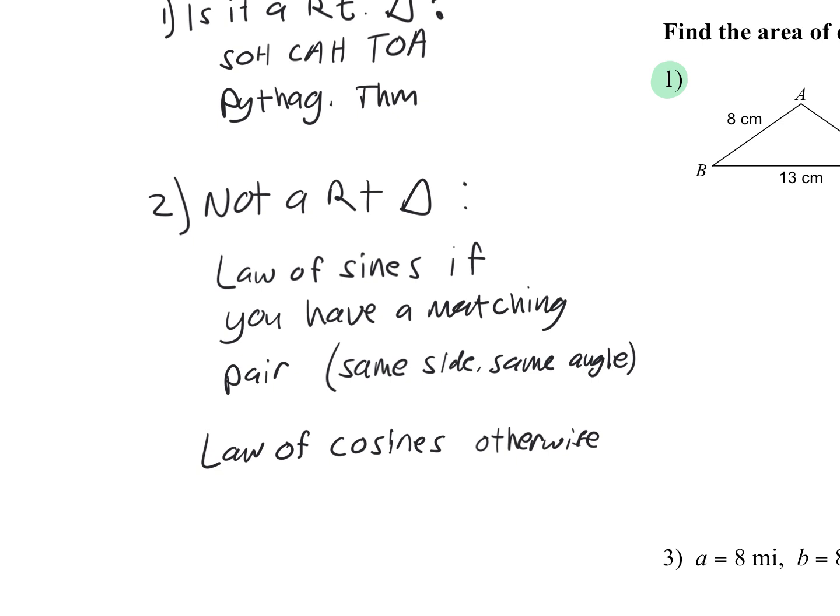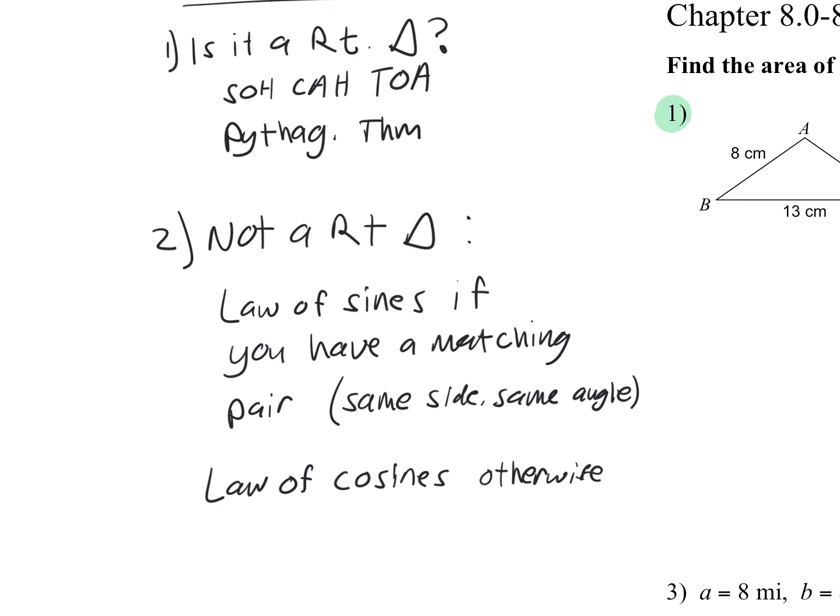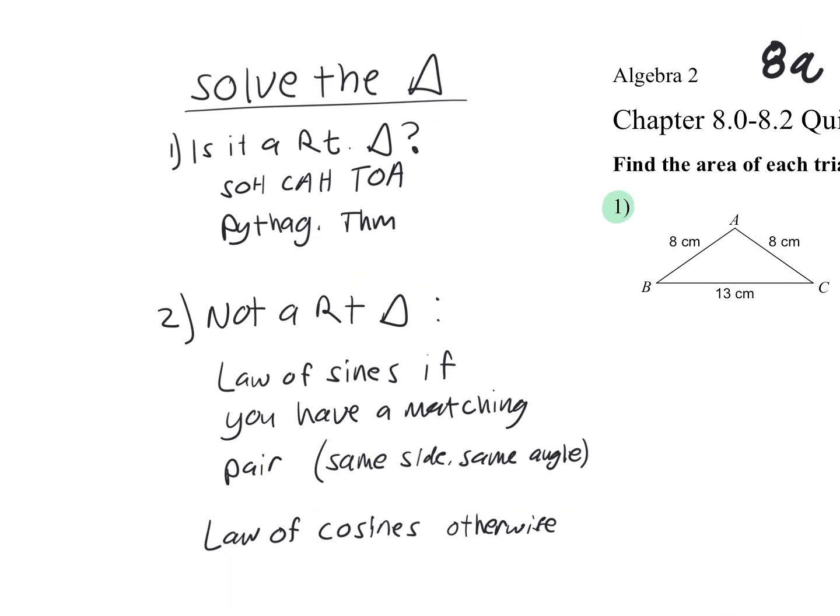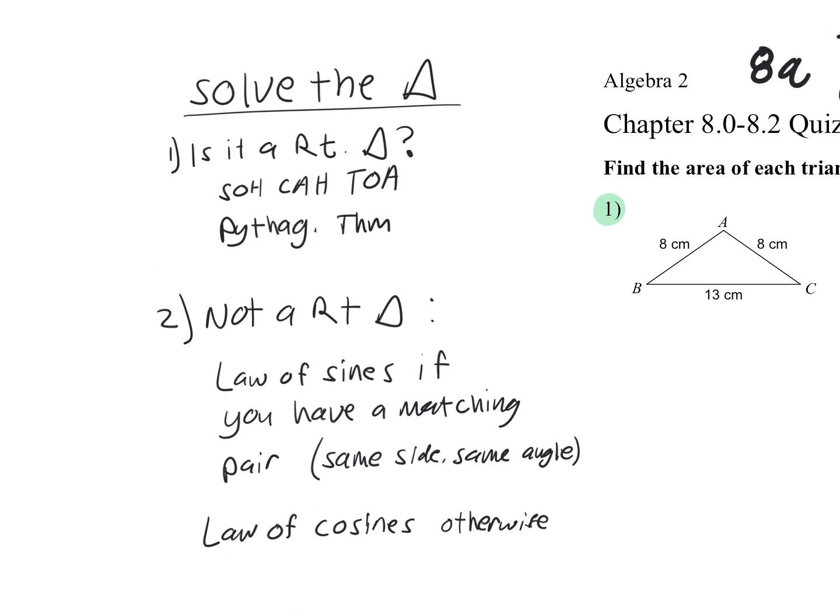So just some tips for you guys to think about. So again, it's just going to say solve the right triangle, or I'm sorry, not even solve the right triangle. It's just going to say solve the triangle. But these are the questions that you can ask yourself. Is it a right triangle? If it is, you're just going to use SOHCAHTOA, Pythagorean theorem. If it is not a right triangle, you're going to use either law of sines or law of cosines.